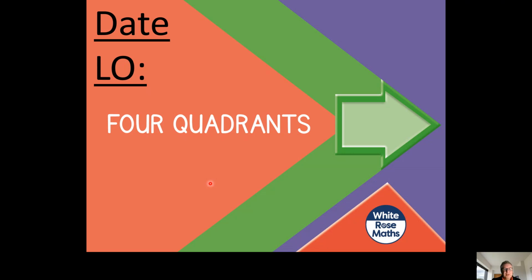Set your book up, date and learning objective. Where possible, please use the book. I do understand that with this particular unit, sometimes you don't want to copy out all of the drawings, all of the grids. I understand that. But where possible, write in your book. 4 quadrants. So yesterday we had 1 or the first quadrant, and now we're building up to all 4.